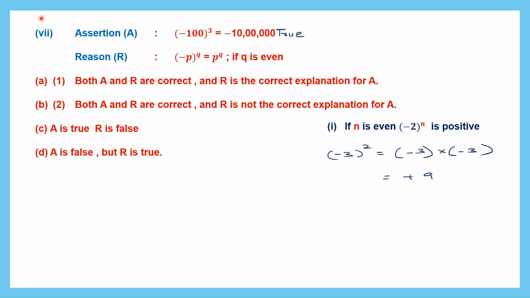That means both the statements are true. The reason R is also true. So both the statements are true, but reason R is not the correct explanation for A. Reason R is true, but the explanation does not go along with A. So here, which one is our correct answer? Option B, which says both A and R are correct, but R is not the correct explanation for A. So this is our final answer here.